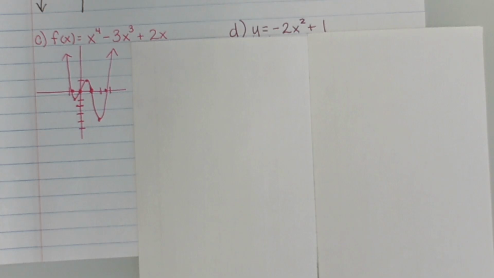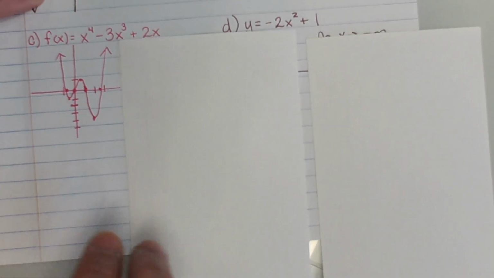As x is going to negative infinity, which direction am I looking on my graph? Left. Moving to the left. And I'm paying attention to where y is going. As I move to the left, what is y doing? Up. It's also going up. Because as I move this way, the graph's going this way.